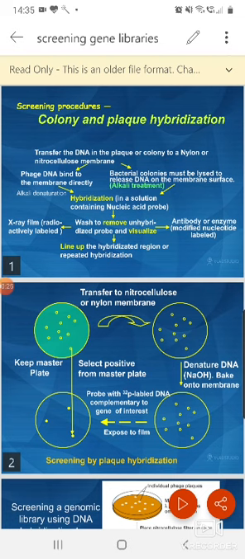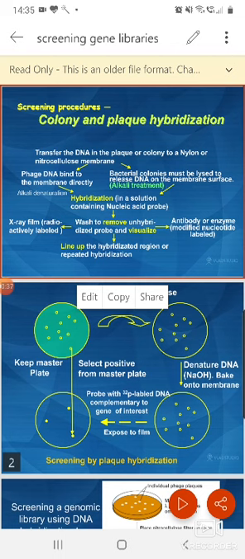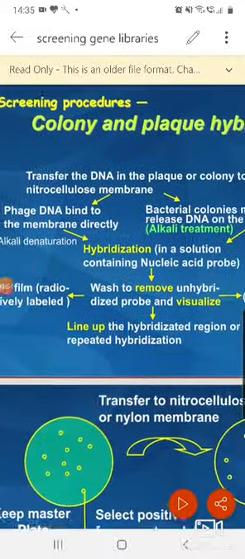Bacteriophage produce plaques on a bacterial lawn. That means when you are making your genomic library in a cosmid or a bacteriophage vector, the phage will lyse the bacterial cell and will produce the plaque. So we can screen those plaques. Now, let us start with the outline of this process.